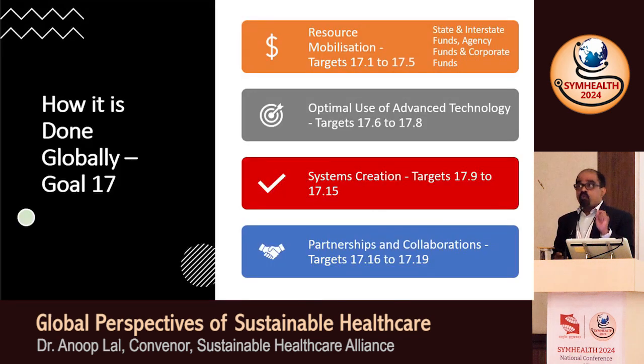And one more thing, goal 17. There are 17 goals, and goal 17 is about collaborations and partnership, because they have identified that collaborations and partnership is the way for achieving sustainability. It cannot be done alone. And in that there are so many targets and indicators, around 19, which can be broadly divided into resource mobilization from interstate, state, and other funding agencies, corporates, and so on and so forth.